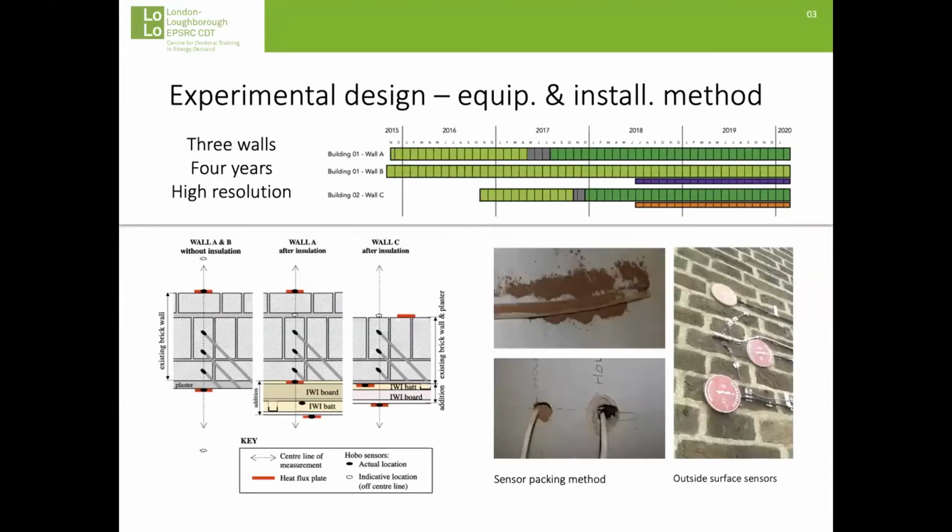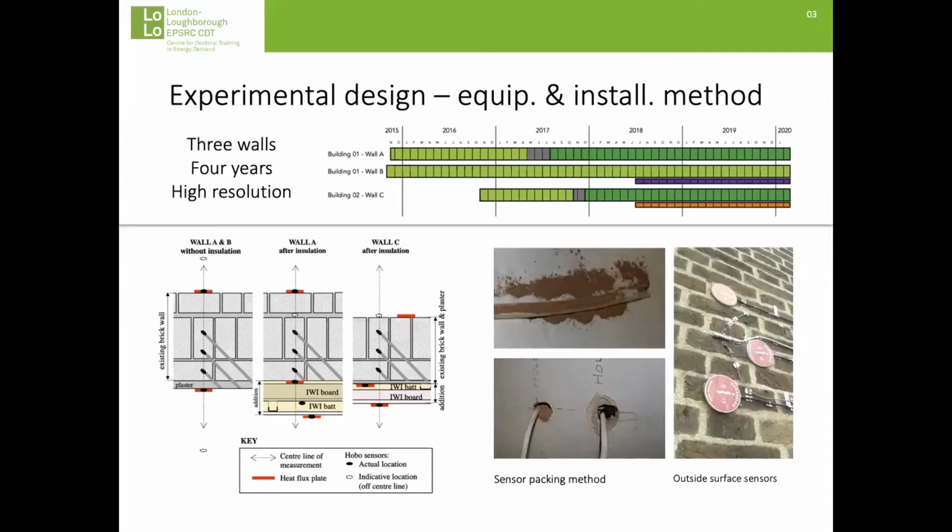So the experimental design and setup. The data set is a result of monitoring campaigns on 3 walls in 2 different buildings over 3 to 4 years, during which time 2 of the walls were insulated. A timeline at the top shows the uninsulated walls in light green and the insulated in dark green. The purple and orange indicate additional climate data and moisture content data available for walls B and C. So we have at least 1 year of data before and after insulation, and we have data from a control wall which wasn't insulated. The plan diagrams on the left explain the position of sensors through each wall.